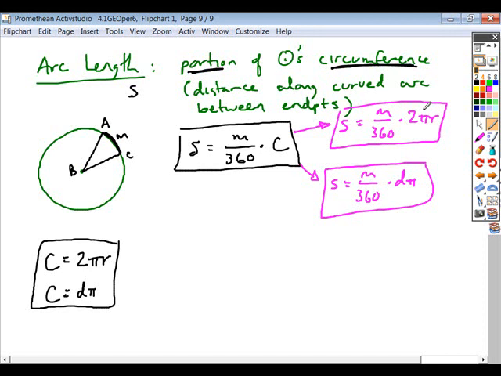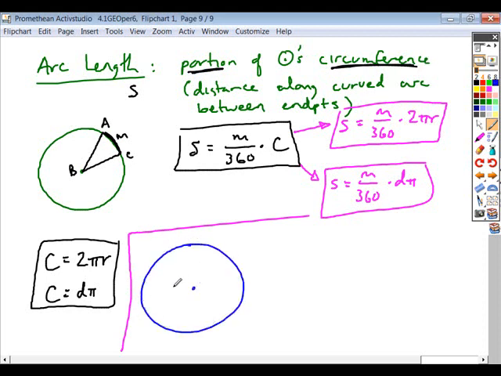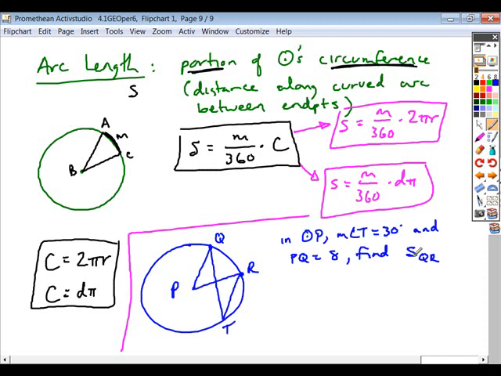Okay. So here's the type of question that you might see in a real basic sense. We'll do some more advanced examples tomorrow. But let's say I gave you, in circle P, the length of QR in this problem. And what you're told is that this angle has a measure of 30 degrees, and PQ, the radius of this circle, is 8. Can you find what the arc length QR is equal to?